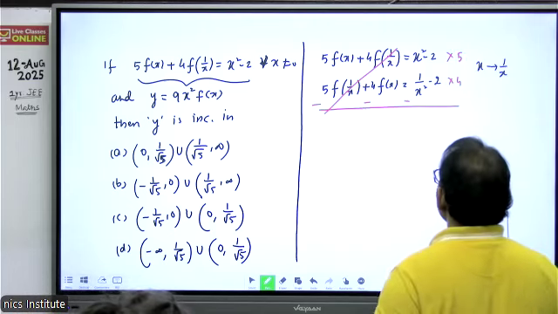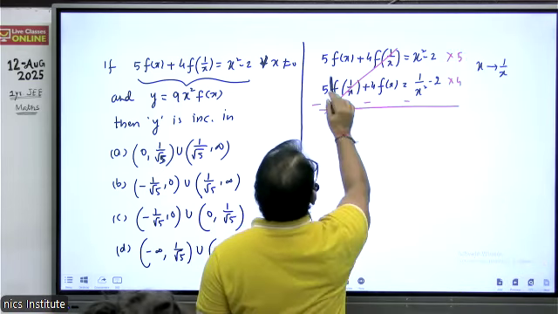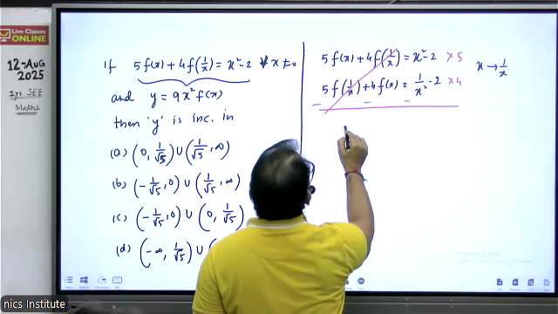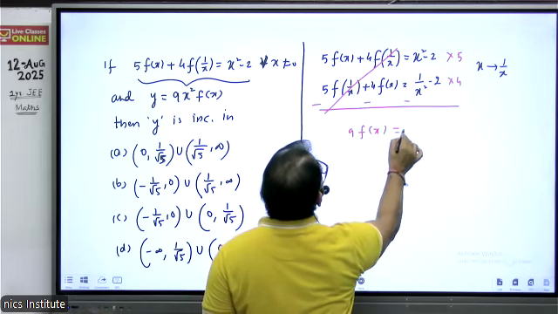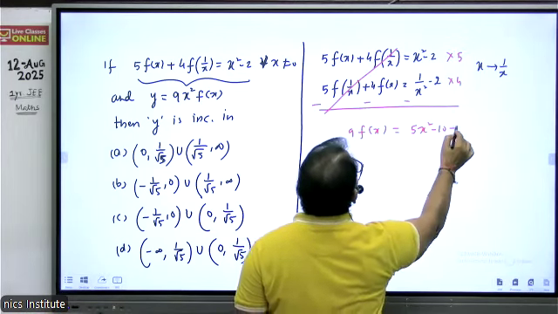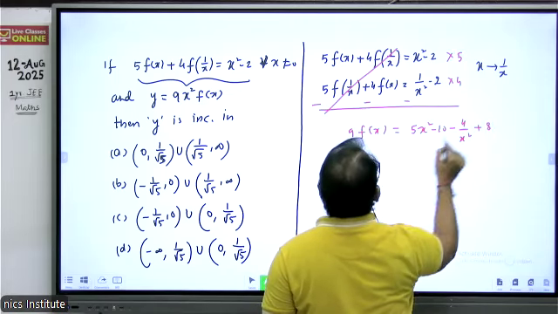Always replace x by 1 by x. Get rid of f of 1 by x. So 25 minus 16 f(x) is how much? 9. 9 f(x) on the left side. Right side is 5x square minus 10 minus 4 by x square plus 8.